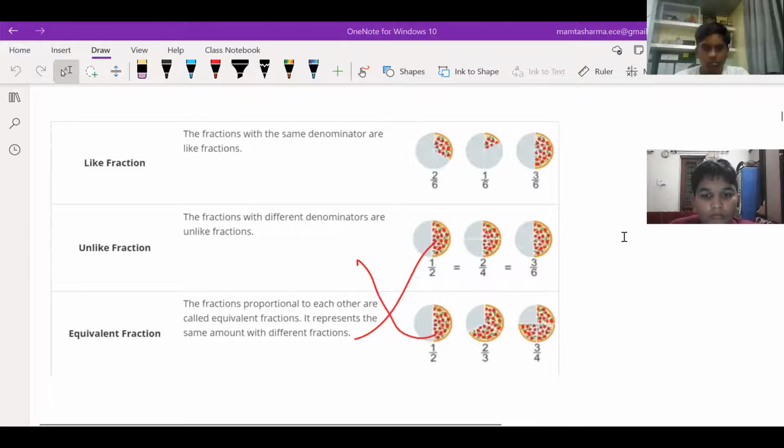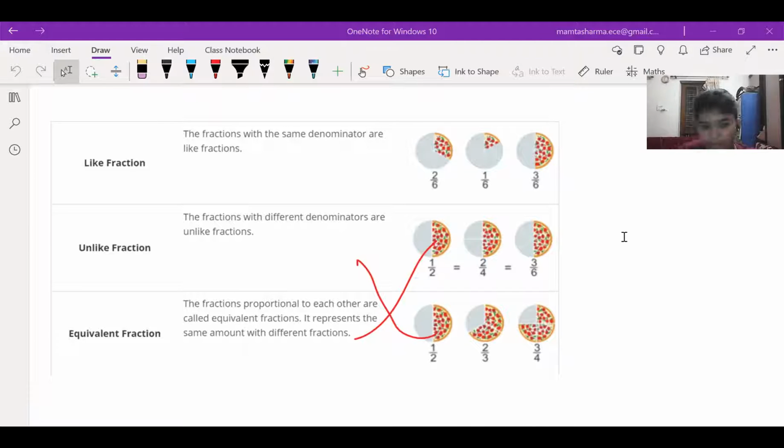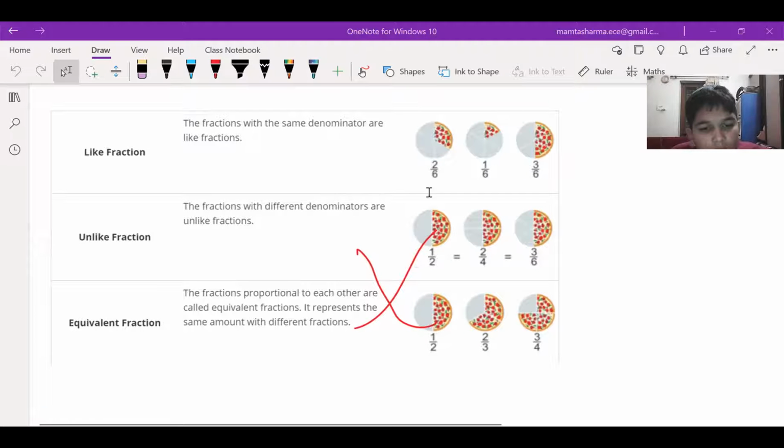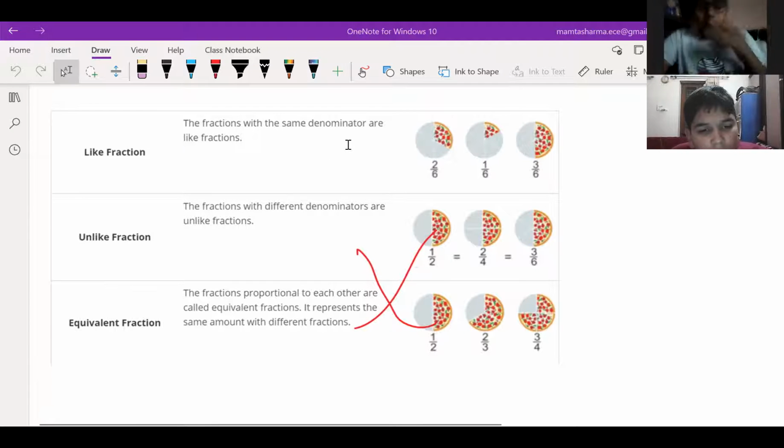Who is telling? Ishan. Ishan. Like fraction. Ma'am, I cannot see a screen. What happened? Everyone can see. Ma'am, can I rejoin? Yeah, you rejoin.